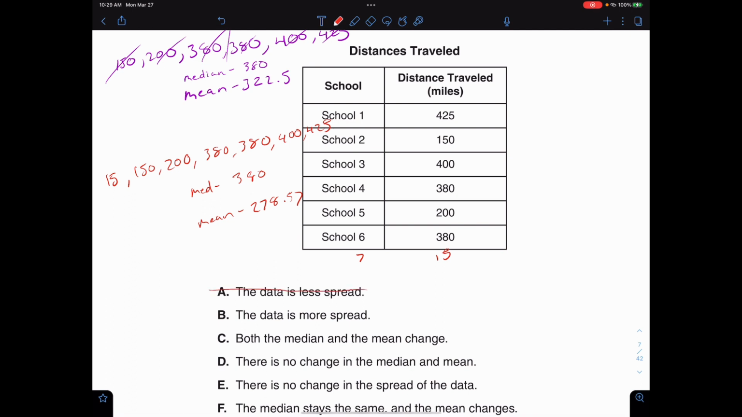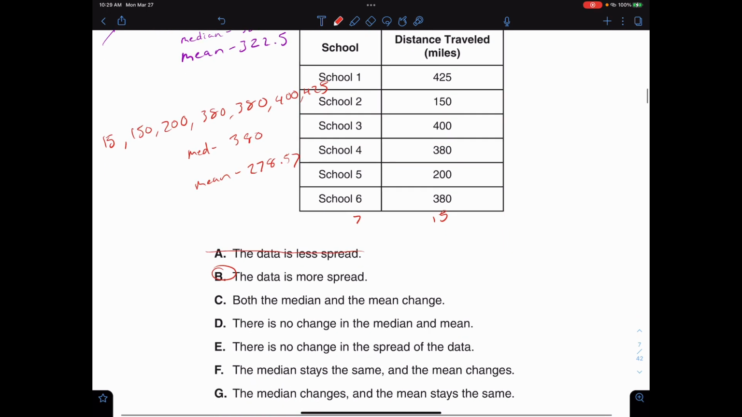Okay, so the data is less spread, that's obviously not true. The data is more spread, that is true. Both the mean and the median change, not true. There's no change, not true. There's no change in the spread of data, not true, that's very silly. The median stays the same and the mean changes, that's true. And the median changes and the mean stays the same, that's also not true. Okay, so it's B and F.